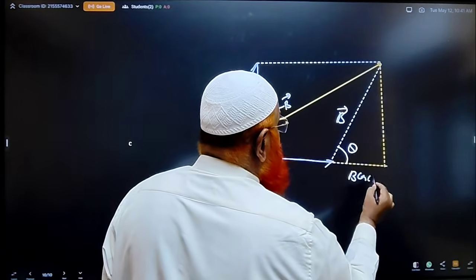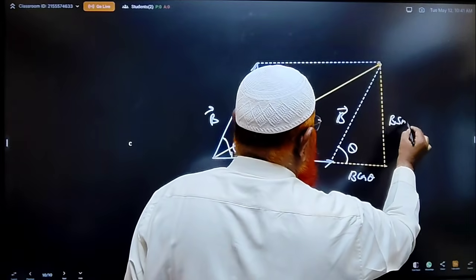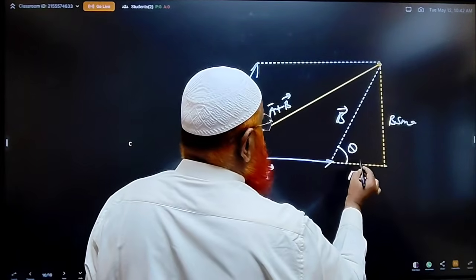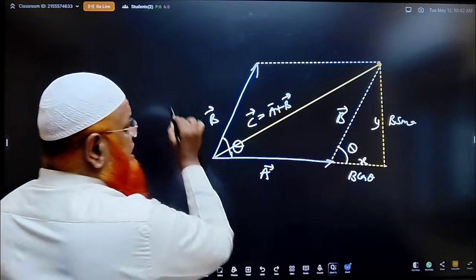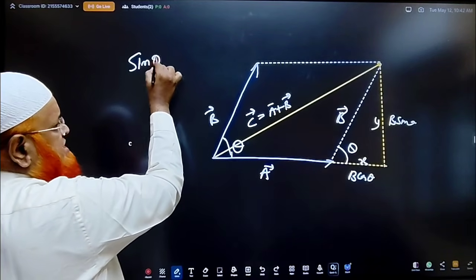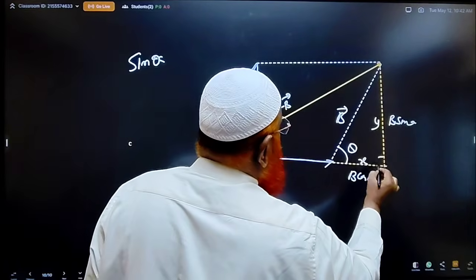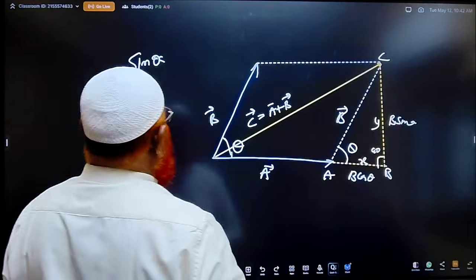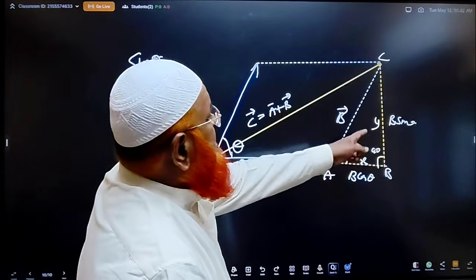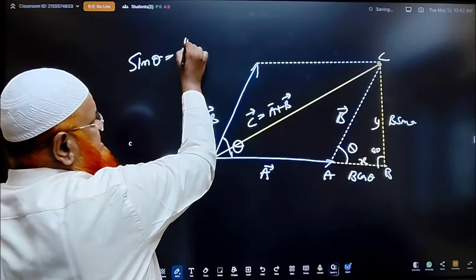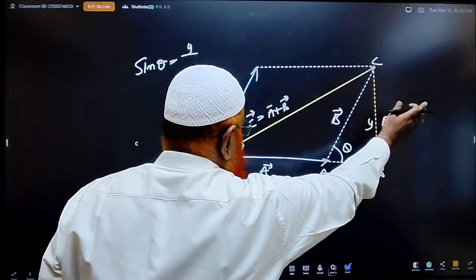This is B cos theta. And what is this? This is B sin theta. I have proved it. How? Let us take this as an X and this as a Y. If I want to find out Y, if I apply sin theta here, this is a right angle triangle where this is taken as ABC. So sin theta means opposite side. What is the opposite side here? Opposite side is Y.